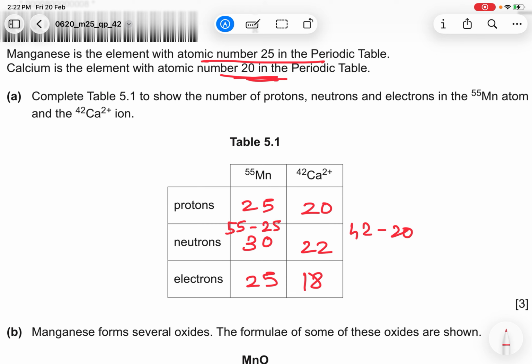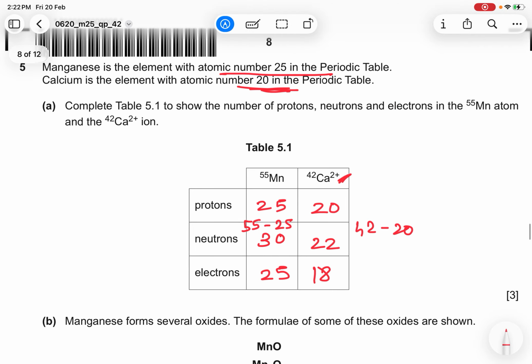In case of electrons, because manganese does not have any charge, the proton number is always equal to the electron number, so we'll write 25. In case of calcium, you can see that it is having a charge which is 2+, meaning calcium has donated 2 electrons. So 20 minus 2 will give us 18. So the number of electrons in calcium is 18.